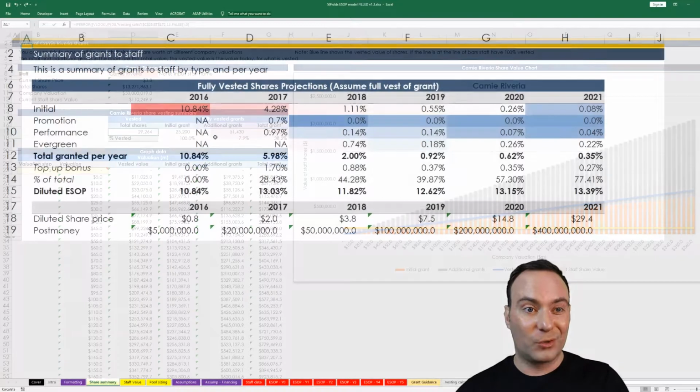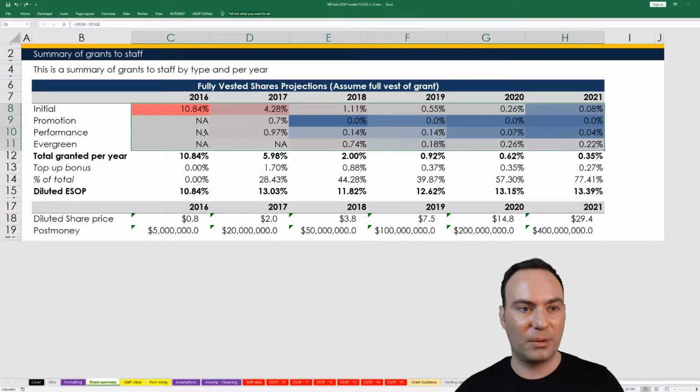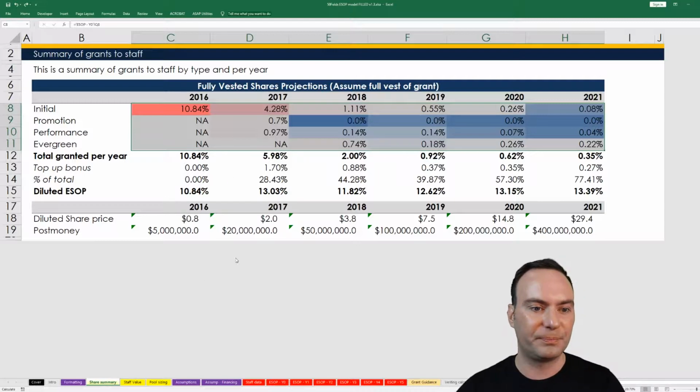So share summary, I talked about before, it's not really much to it. You can see how much is going out of your equity pool every year for these programs by what you're giving out to people. Not very much to that.